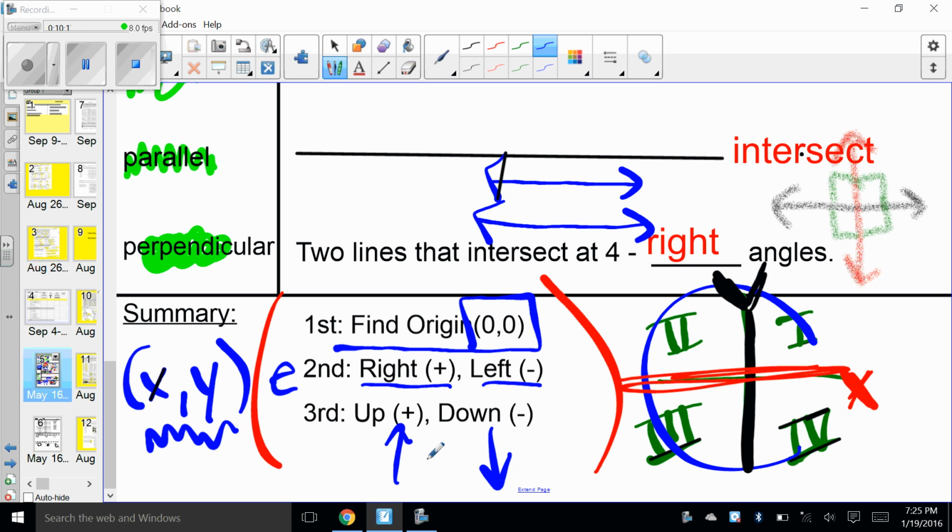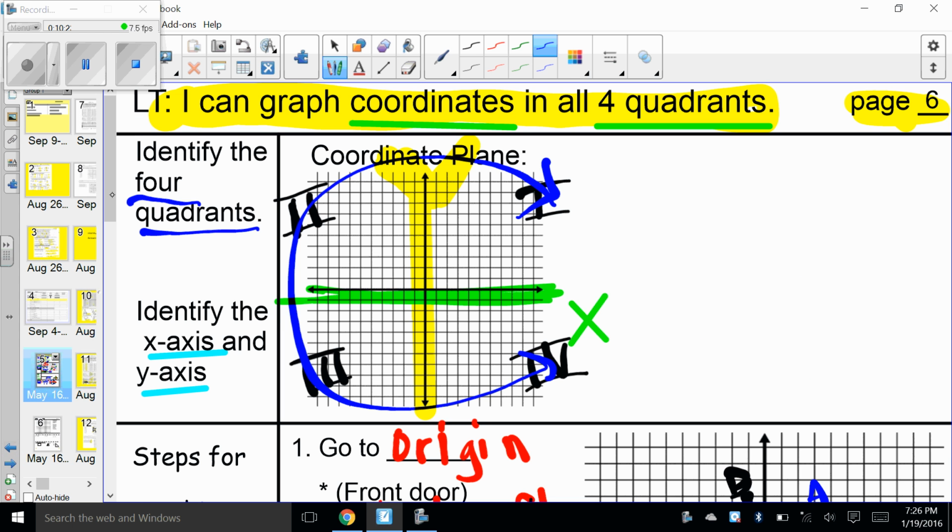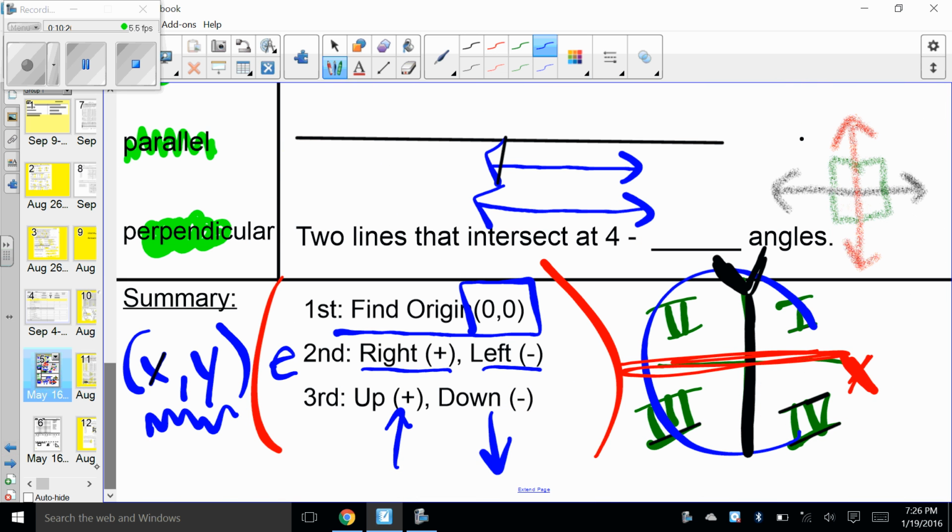Your homework for tonight is to do pages 7, 8, and 9. Again, so go ahead and finish out those summaries. Go back to the summary there for you if you need to copy that in. So finishing up your summary. And your homework is to do pages 7, 8, and 9.